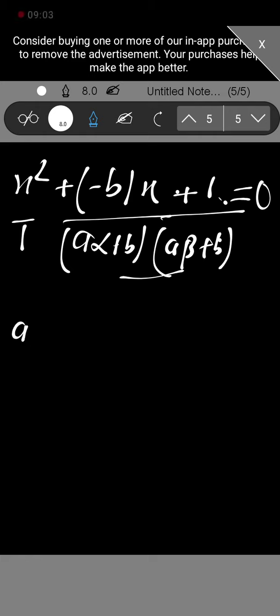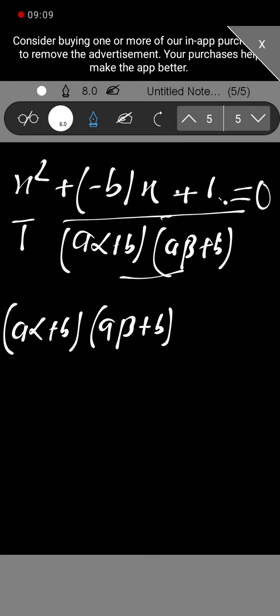We get here (a alpha plus ka b), (a beta plus ka b), minus ka bx plus ka 1 is equal to 0. Because the denominator gets multiplied to 0, so we get 0 here. After taking the LCM, okay? No problem. So let's move further. What do we get?